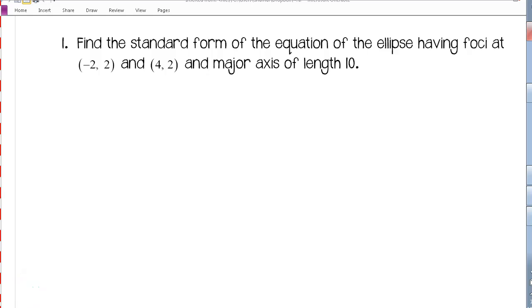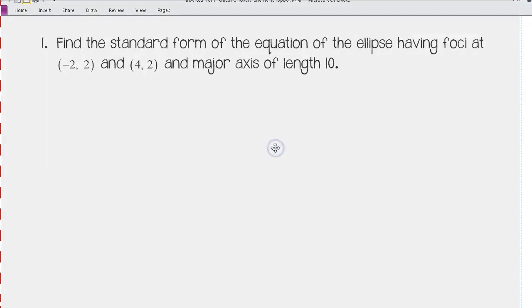This is Mr. Martin. These are video solutions for example 1 in the ellipse notes for Pre-Calculus Advanced. We're talking about ellipses, and for number 1 we want to find the standard form of the equation of the ellipse having foci at (-2, 2) and (4, 2) and a major axis of length 10.